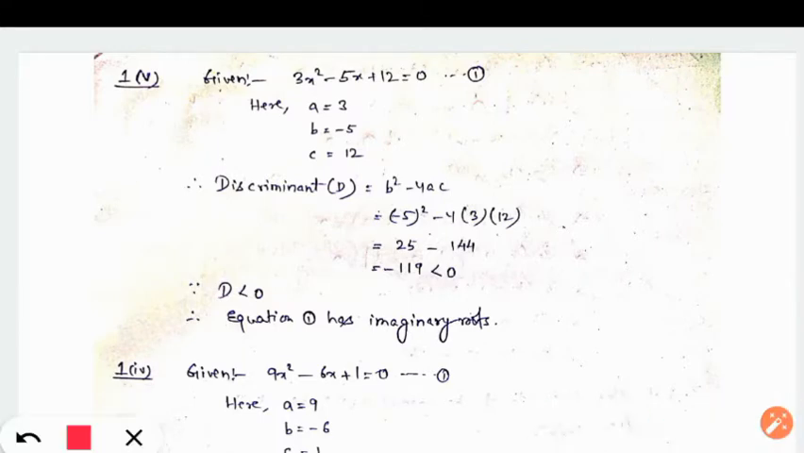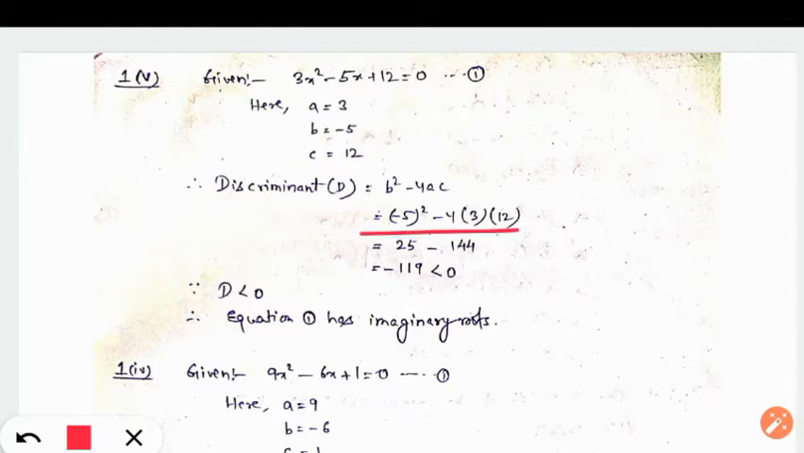So in 1 part 5 what we have? This one, 3x² − 5x + 12 = 0. Here, what is a, b, c I have written. Therefore what will be the discriminant then? b² − 4ac. In place of b we have −5, in place of a we have 3, and in place of c we have 12.